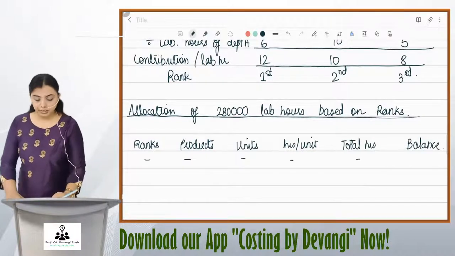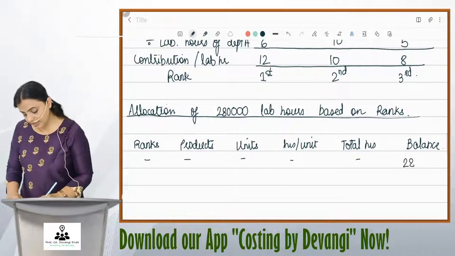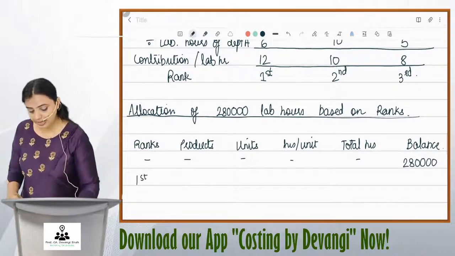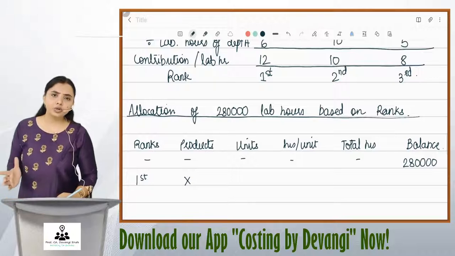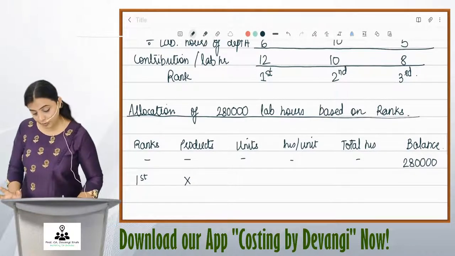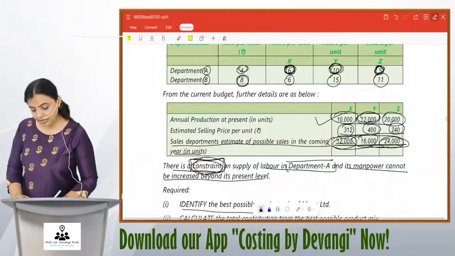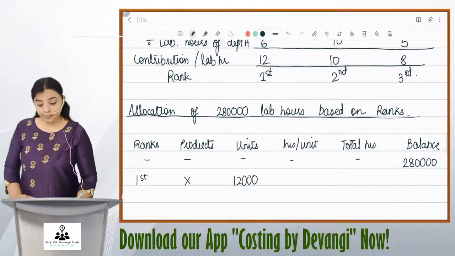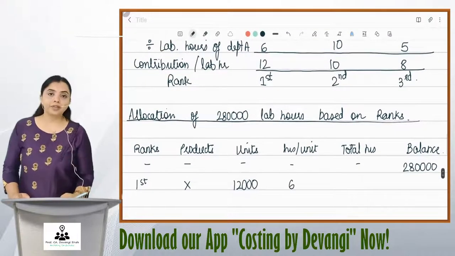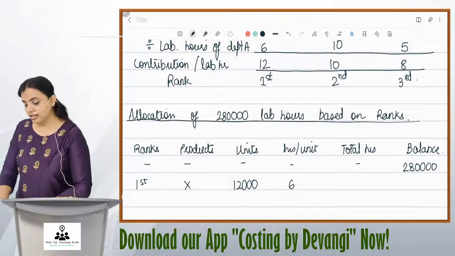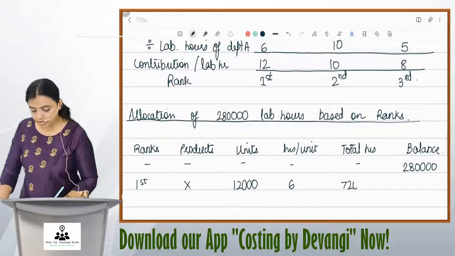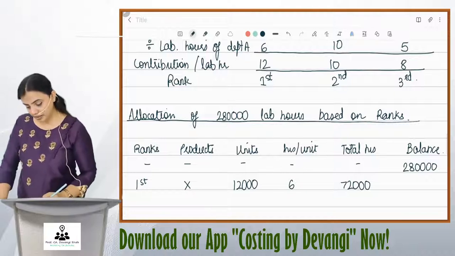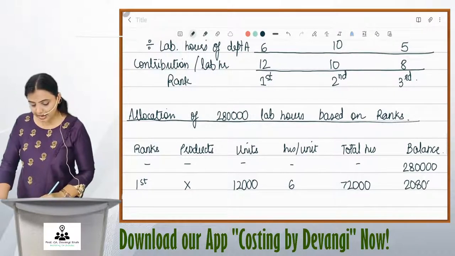Ye table bahut acche se samajhna. We have total 2,80,000 hours. Isliye maine isko pehle balance mein likh diya. Now the first rank is product X. प्रोडक्ट एक्स के जितने यूनिट्स हो सकते हैं बना लो, क्योंकि ये जो प्रोडक्ट है जो आपको सबसे ज़्यादा कमा कर देता है. तो मैं प्रोडक्ट एक्स ज़्यादा से ज़्यादा 12,000 बनाऊंगी. आई मेक फुल 12,000 यूनिट्स. और ये प्रोडक्ट को एक यूनिट को 6 घंटा लगता है. एवरी यूनिट टेक्स 6 आवर्स. तो 12,000 यूनिट्स इंटू 6, 72,000 आवर्स प्रोडक्ट एक्स ले जाएगा. राइट फ्रेंड्स, तो कितने बचेंगे? You will be left with 2,08,000 hours.